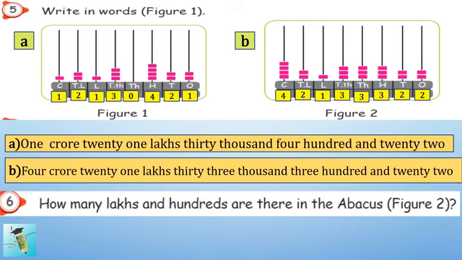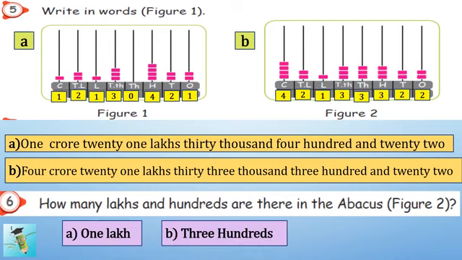Now come to the sixth sum. How many lakhs and hundreds are there in the abacus? They ask just lakhs: 1 lakh. We have to look in figure 2. If you have any doubt, look at figure 2. In figure 2, in the lakh column there is only 1, isn't it? So 1 lakh. And in the hundred column, 3. So 3 is the correct answer. 300.